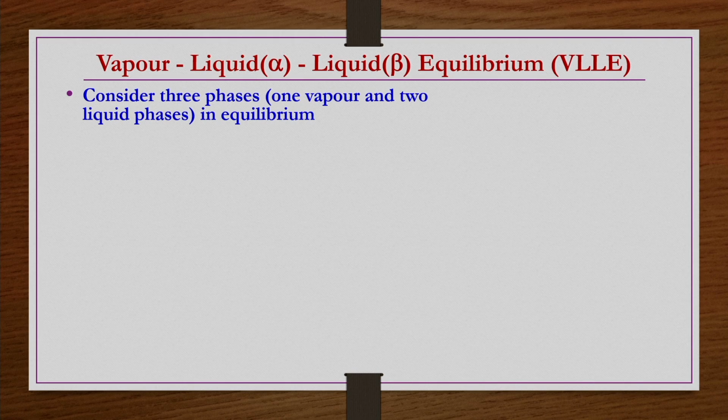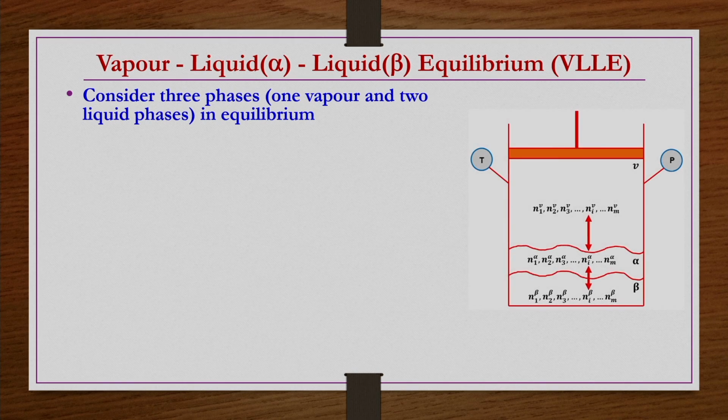And then the other important thing is how the phase diagrams of these VLLE systems look like. VLE systems and then LLE systems, we have seen the phase diagrams, how they look like, those things we have seen. But now we have to see for this VLLE system how the phase diagram would look like. So let us consider three phases, one vapor and two liquid phases coexisting and in equilibrium, right.